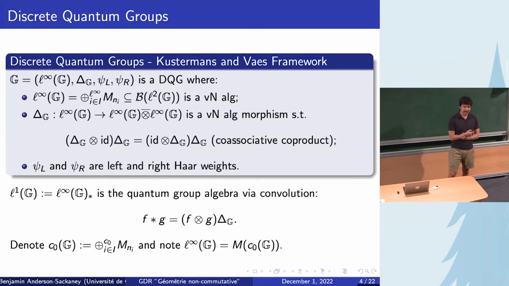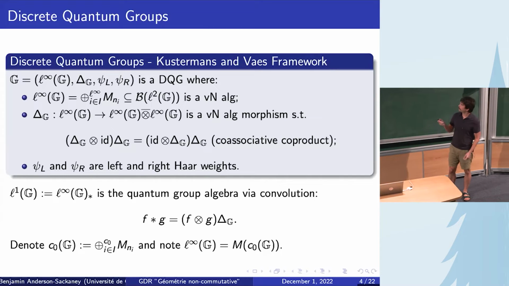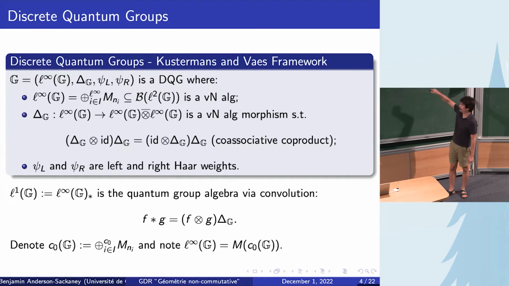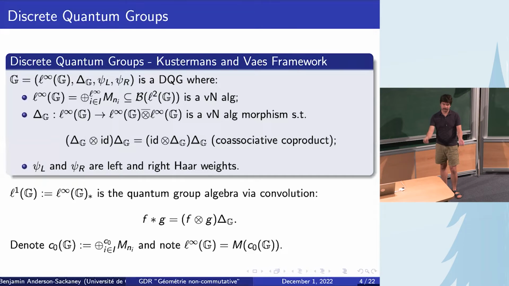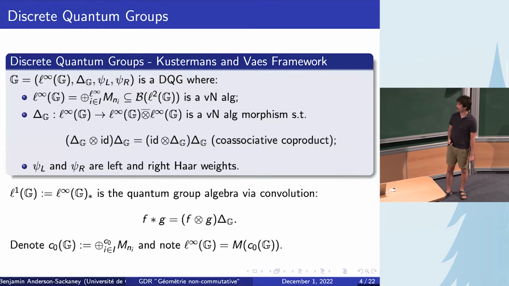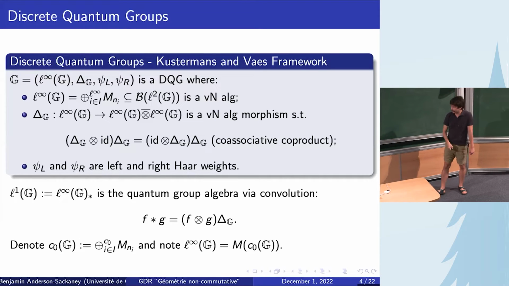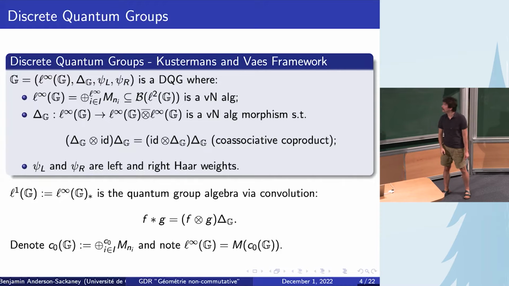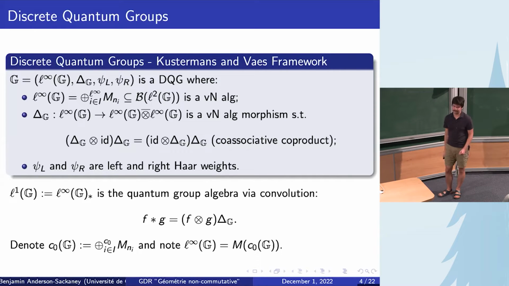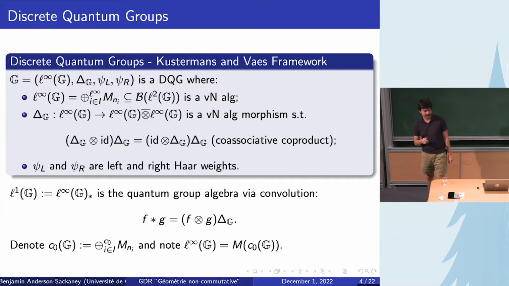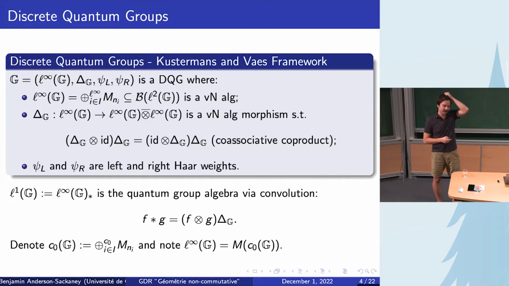All right, so then the pre-dual of L infinity of G is known as the quantum group algebra, and we equip it with an algebra structure using convolution, which is defined using the coproduct. And it turns out to be a Banach algebra with this convolution algebra structure. And then I denote C0 of G to be the C0 direct sum of those matrix algebras that L infinity of G comes equipped with. And moreover, L infinity of G is just the multiplier algebra of C0 of G. Okay. So this is the basic framework.